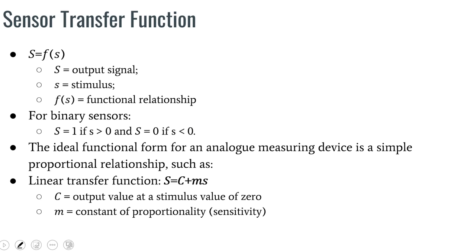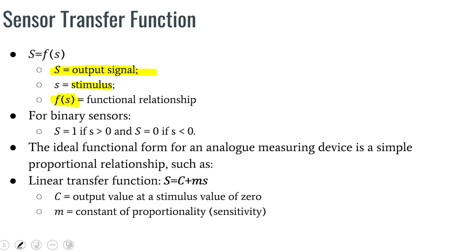If we want to look at that from a mathematical point of view, as a mathematical equation, we could look at that as a sensor transfer function. In a sensor transfer function, there are a few main components that we could identify. What we are trying to find is the output signal, and the output signal would be a function of the input stimulus.